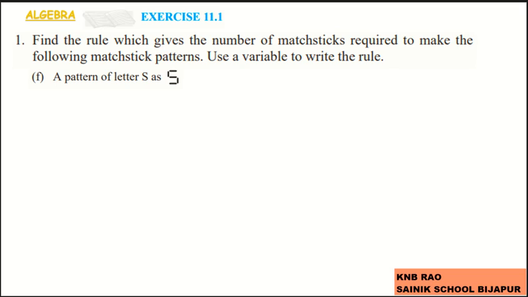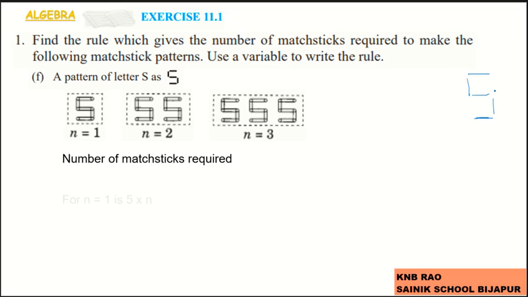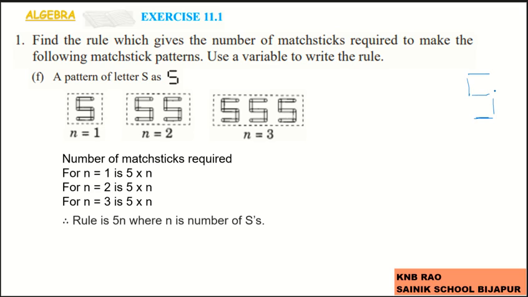Now coming to the sub question F, a pattern of letter S as shown here, we need 1 horizontally, again 1 vertically, 1 horizontally, again 1 vertically, and another horizontally, like this. So in total, how many matchsticks have I used? 1, 2, 3, 4, 5. 5 only I have used. To form 1 S, I need 5 matchsticks. To form 2 S, I need 10 matchsticks. To form 3 S, I need 15 matchsticks. Therefore, the number of matchsticks required will be 5 times the number of S's formed. So the rule is 5n, where n is the number of S's that we are forming.